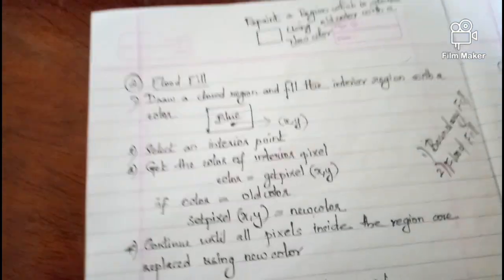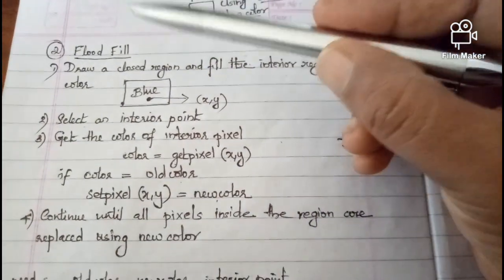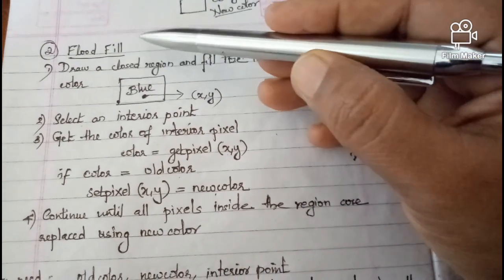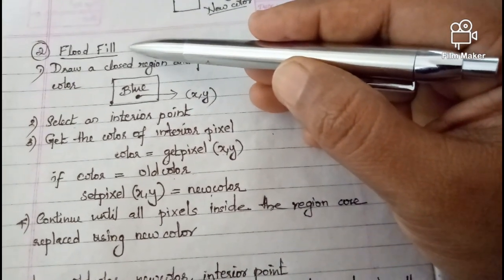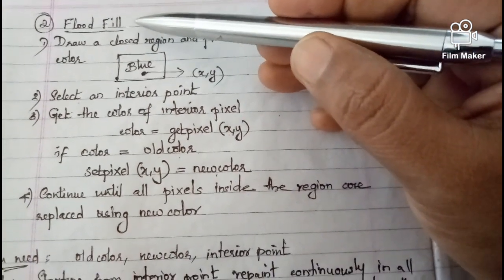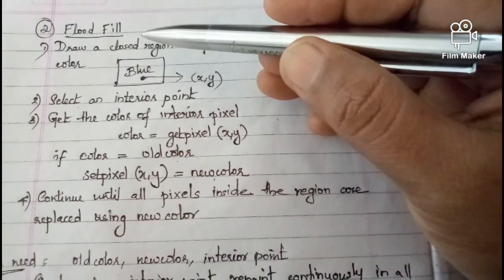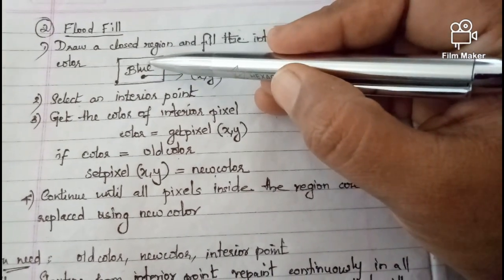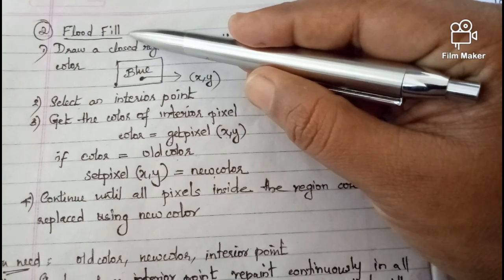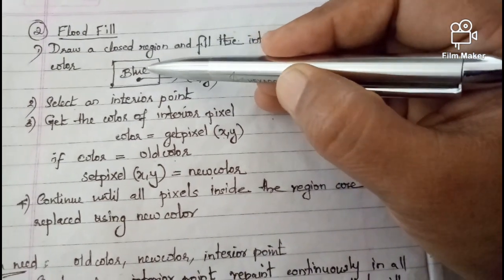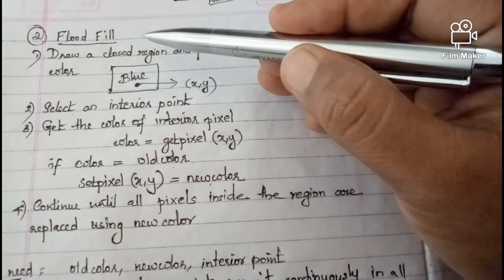Okay. Now the second algorithm is the flood fill algorithm. The flood fill algorithm is quite different. The flood fill algorithm is used for repainting. Repainting means you are coloring the region again. A region is there which is already colored, and this algorithm can be used to change the color of interior pixels to some new color.